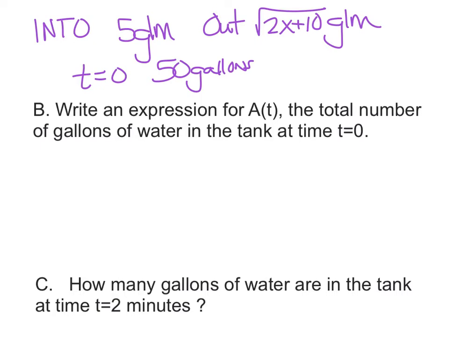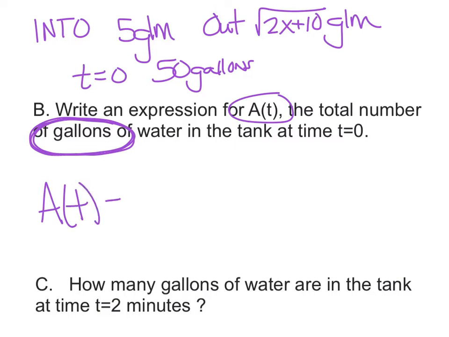Write an expression for A of t, the total number of gallons of water in the tank at time t equals 0. Even if all that wording freaked you out, the units should be the dead giveaway. We want an equation that only talks about gallons. Underline that in your notebook. We only care about gallons. They said to call it A of t, so I'm going to start with A of t. Anything I write here, I have to get gallons.